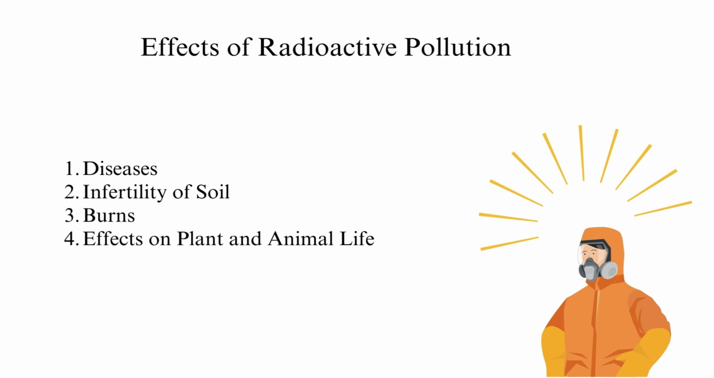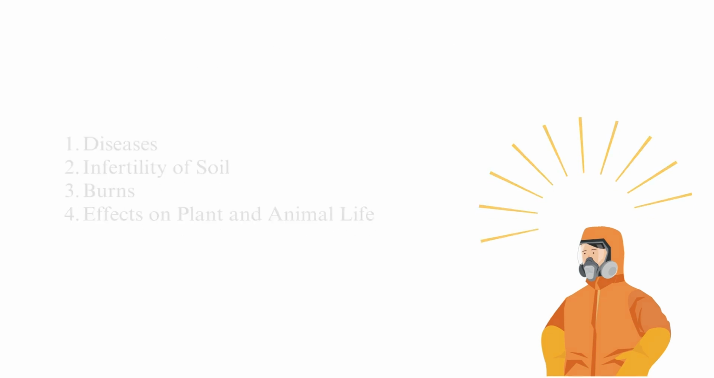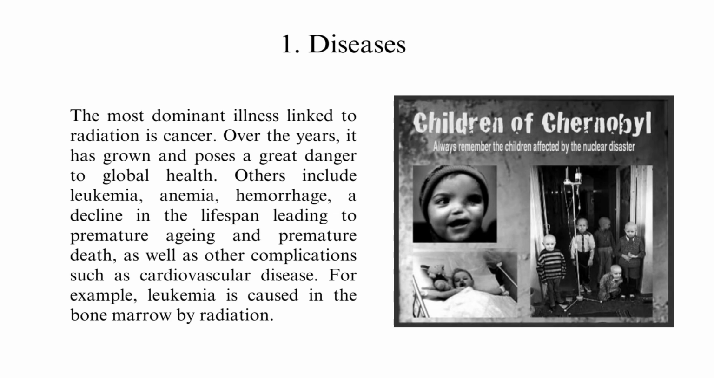Effects of radioactive pollution are diseases, infertility of soil, burns, etc. Radioactive pollution also affects plant and animal life. Diseases. The most dominant illness linked to radiation is cancer. Over the years, it has grown and poses a great danger to global health. Others include leukemia, anemia, hemorrhage, a decline in the lifespan leading to premature aging and premature death, as well as other complications such as cardiovascular disease. For example, leukemia is caused in the bone marrow by radiation.